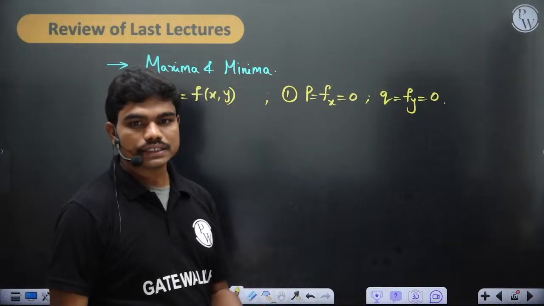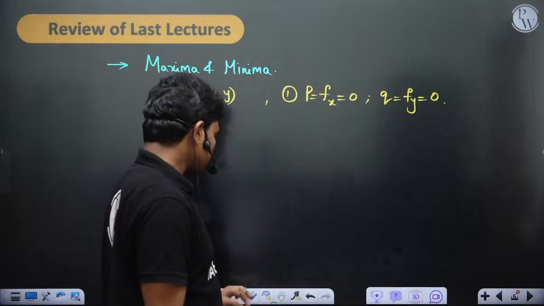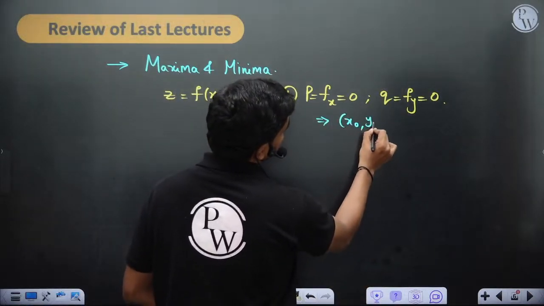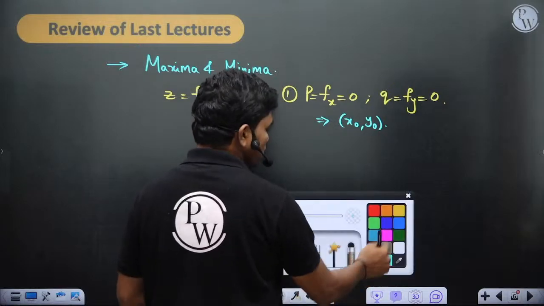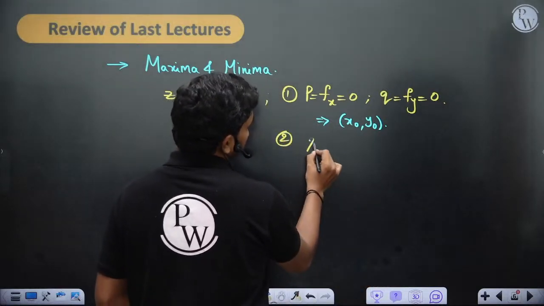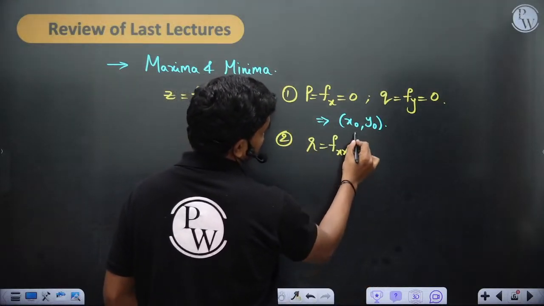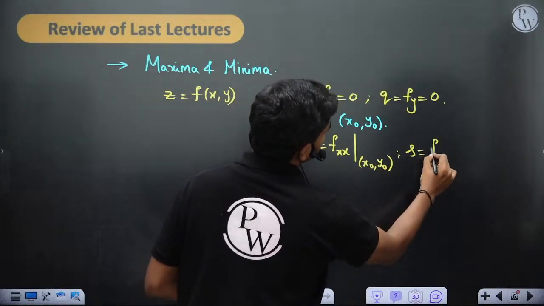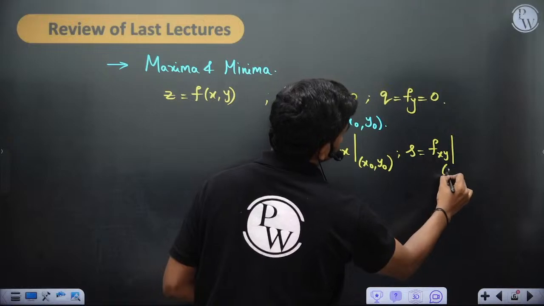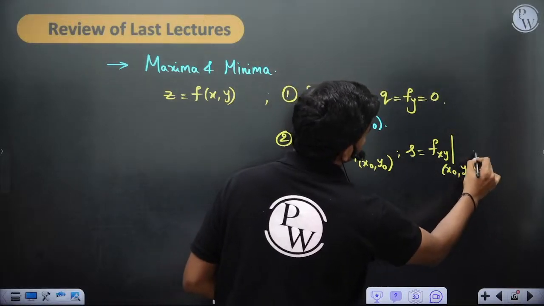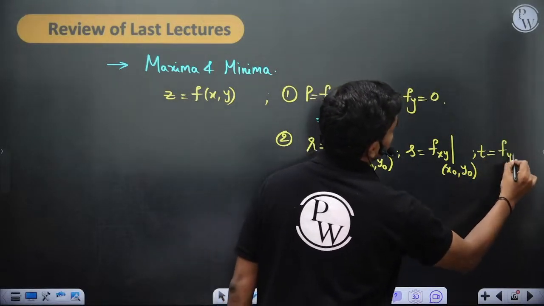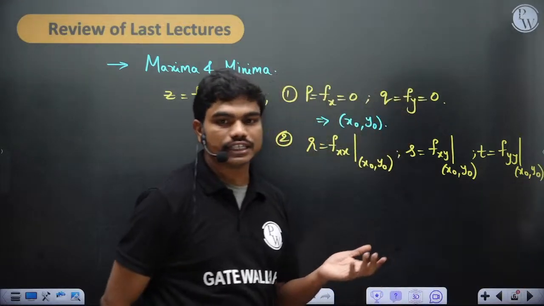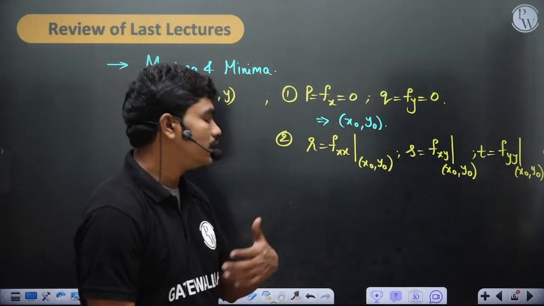By solving these we get a stationary point x0 y0. Once we get this stationary point, we calculate the r value, which is fxx at x0 y0. Similarly s, which is fxy or fyx at x0 y0, and t, which is fyy at x0 y0. Then we have certain conditions based on these in two variables.